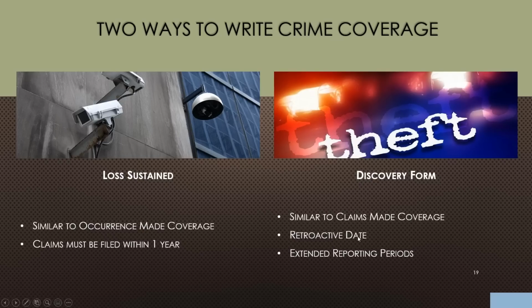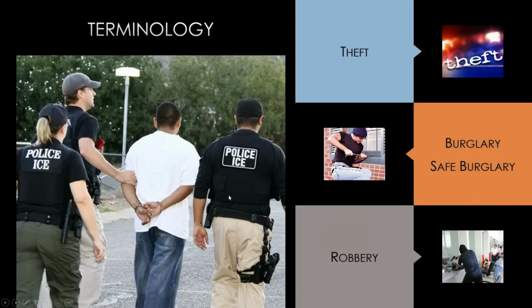But another thing with discovery form is there's additional time to file a claim. The extended reporting periods. You have the mini tail, which is 60 days. Once you file a claim, we cover it for up to 5 years, right? Or you can buy the full tail, which is an unlimited period of time, which we'll get into later. Okay, so. All right. Terms you do need to know.